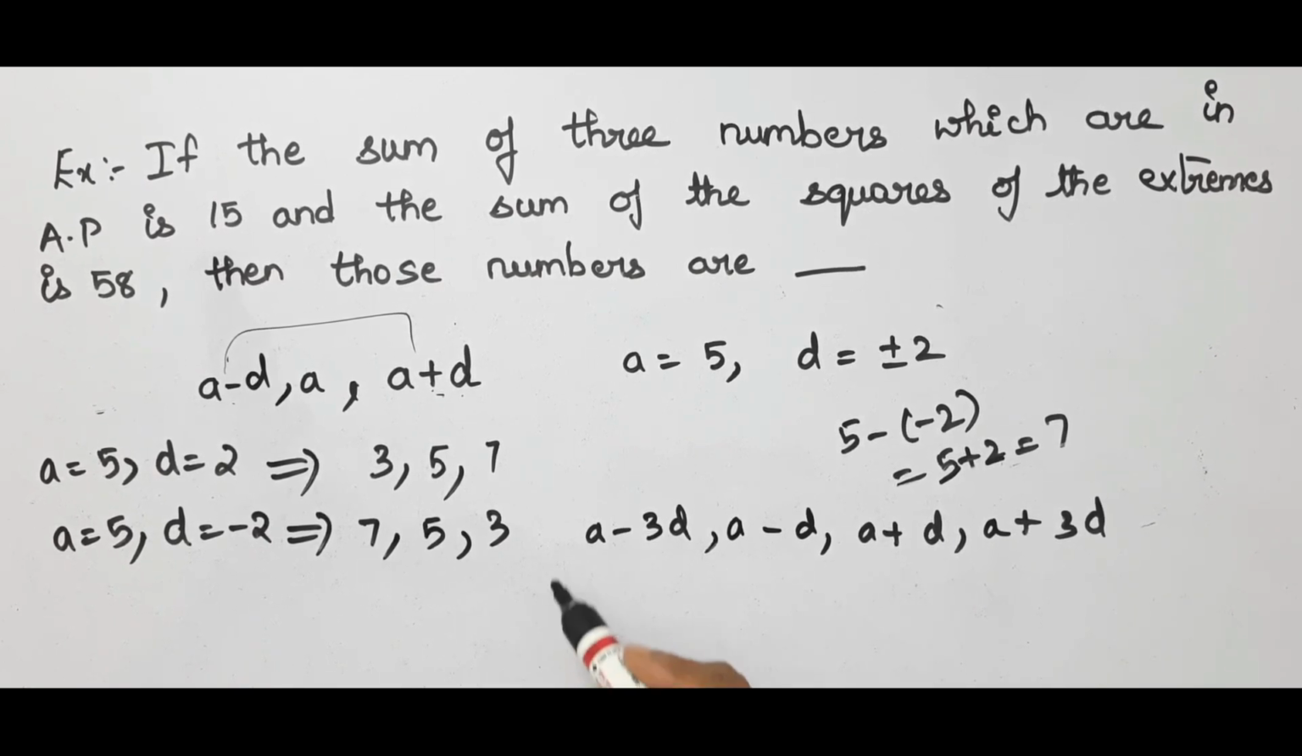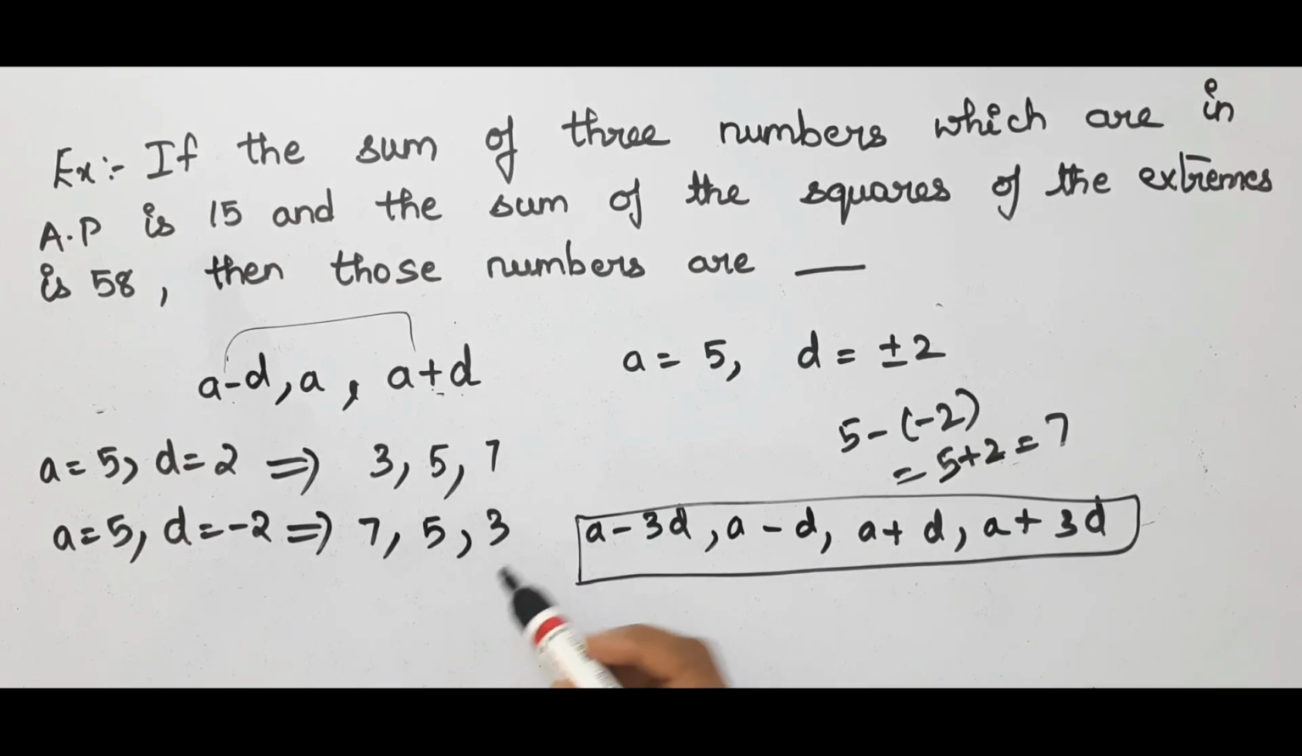That is 4 numbers. If they give 4 numbers, you will use this and follow the same steps, that is, using the conditions you have to get the value of a and d. Then when you substitute those values here, you will get those numbers. Okay. Now let us see one more problem so that this concept will be very clear to you. Let us go with the next problem.